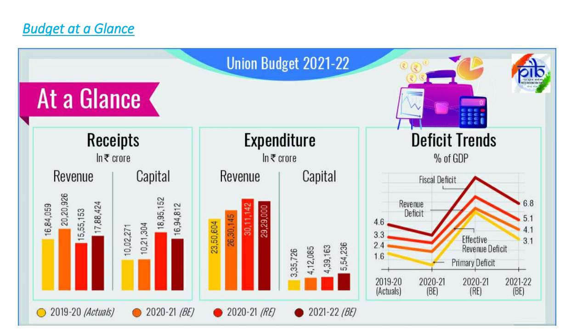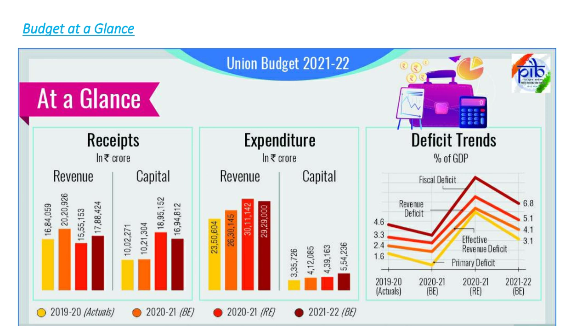If we look at the revenue receipt side, the budget estimate of the recent budget is slightly higher than the previous revised estimate of revenue receipts. Likewise, on the capital receipt side, the budget estimate is less than the revised estimate of financial year 2020-21.